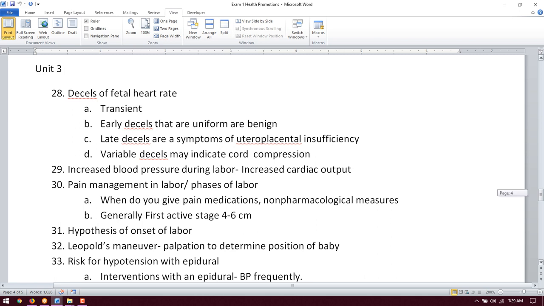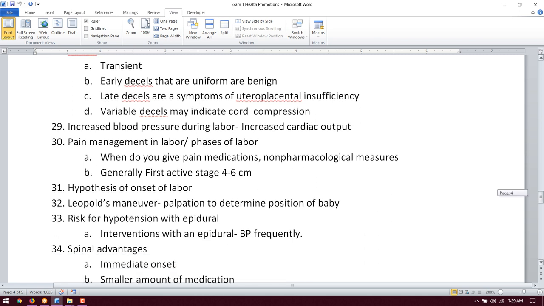Remember, mom's got increased cardiac output during labor. She's got increased oxygen demands.